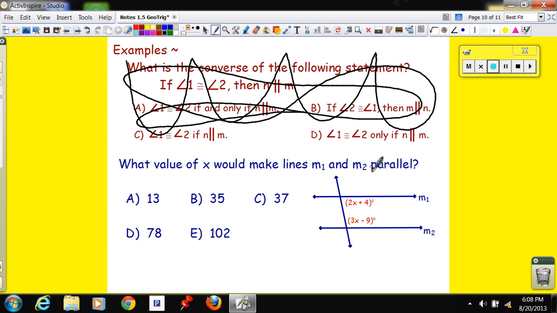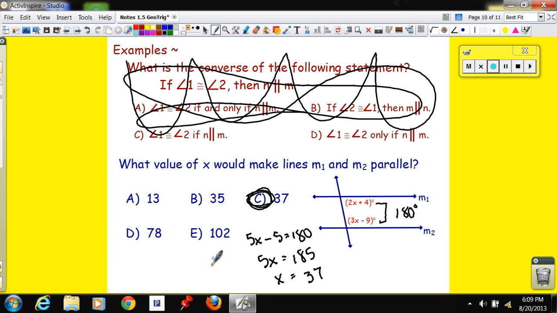What value would make the lines parallel? That we could do. These two angles right here we know add up to 180 degrees. So we add 2x and 3x and get 5x, and 4 and negative 9 make negative 5, and that has to add up to 180. So we add 5 to both sides and get 185. Divide by 5 on both sides, and you get 37. So what value for x? We would put in a 37. That would make them add up to 180, and the lines would be parallel.